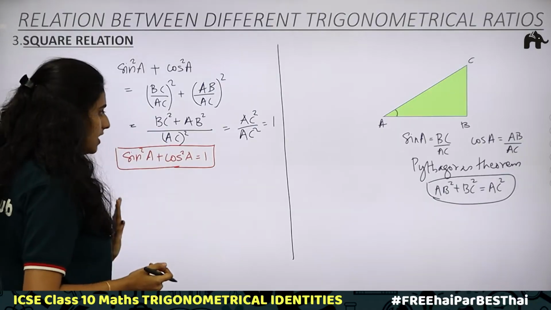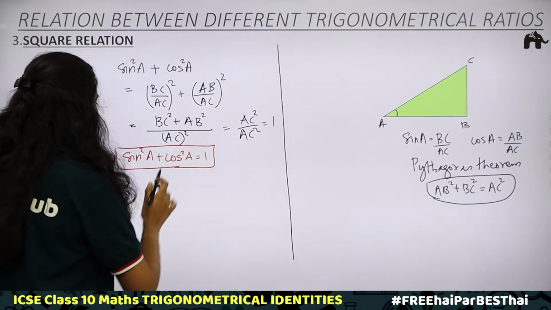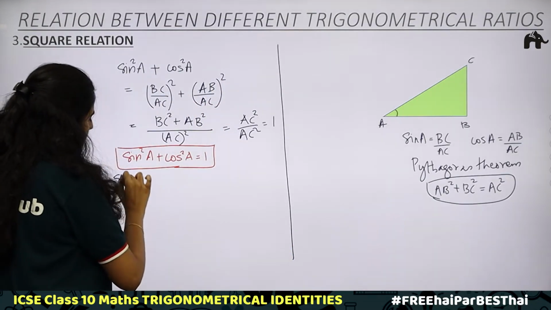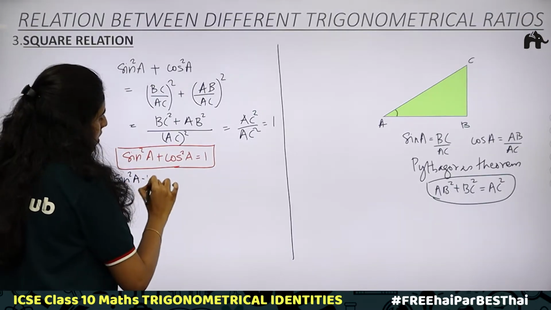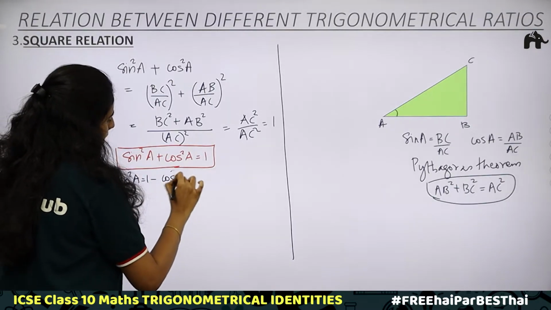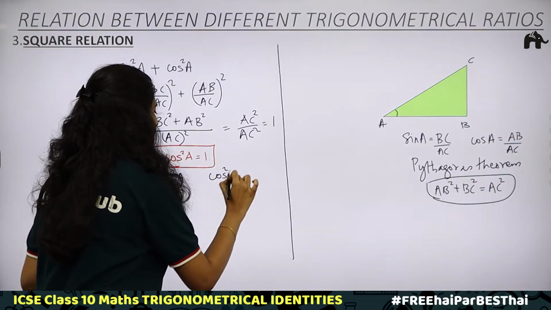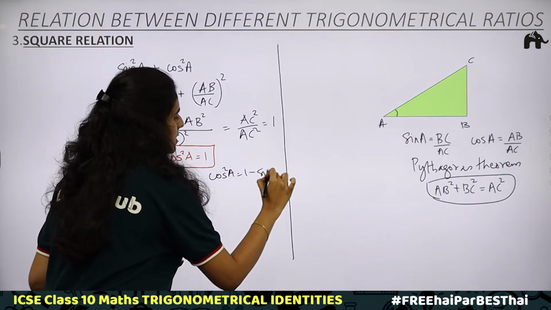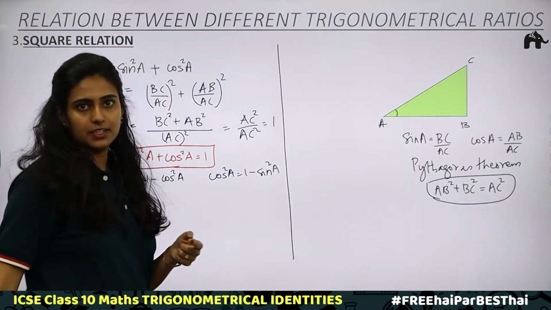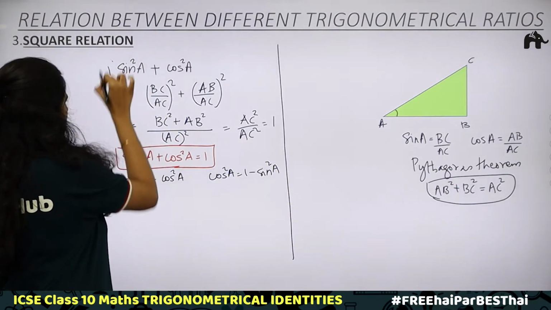If you have this identity, you will get two other relations. What is sin square A from this? We can have sin square A is equal to 1 minus cos square A, and if you need cos square A, we will be having cos square A equal to 1 minus sin square A. Clear? So we got the first one.